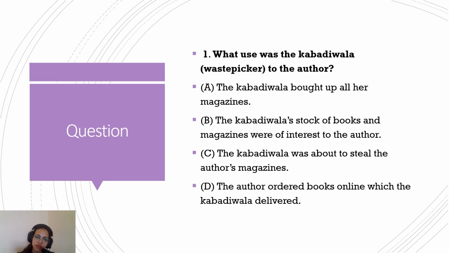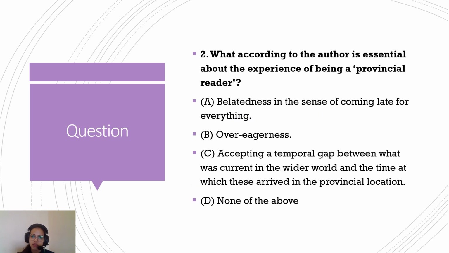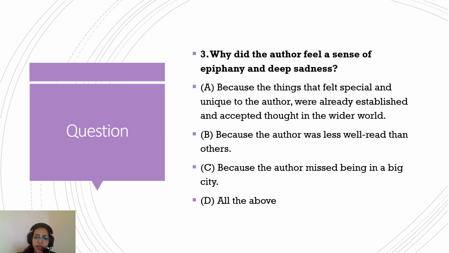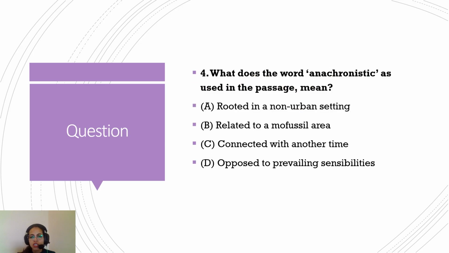What use was the kabadi wala to the author? Okay, kabadi wala is useful also for the author. That's strange. What, according to the author, is essential about the experience of being a provincial reader? Okay, so experience of provincial reader, what is essential about it? Why did the author feel a sense of epiphany and deep sadness? So we have to look for the words epiphany and deep sadness. We will definitely come across these in the passage. What does the word anachronistic as used in the passage mean? So again, we have to look for this word anachronistic in the passage. The moment we come across this, we'll mark this and we'll have our answer somewhere around that.